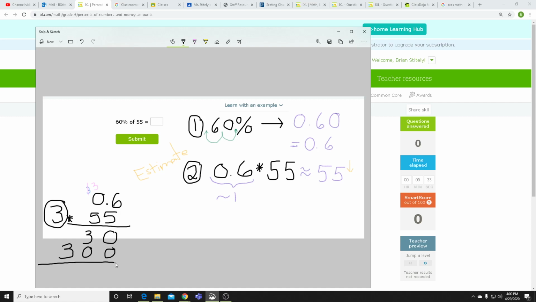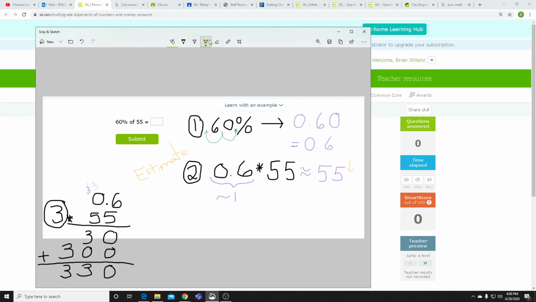So now you need to go ahead and add up. 0 plus 0 is 0. 3 plus 0 is 3. And then we have just the 3, so we write that here.